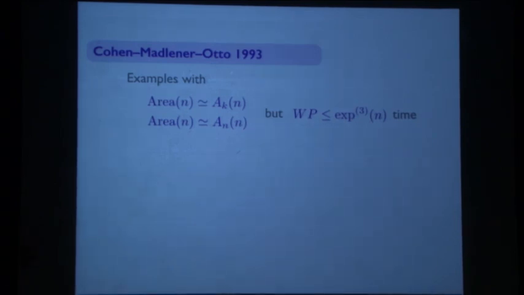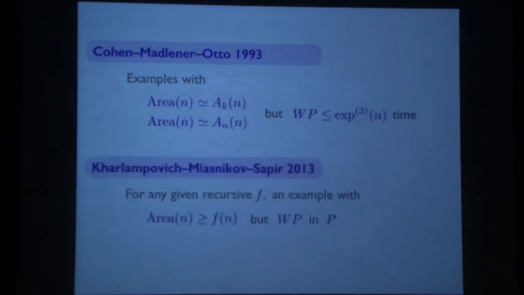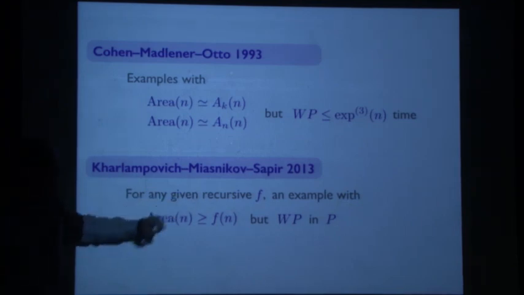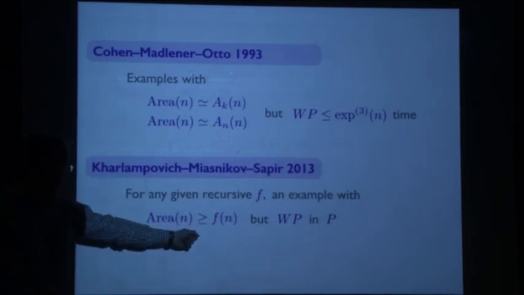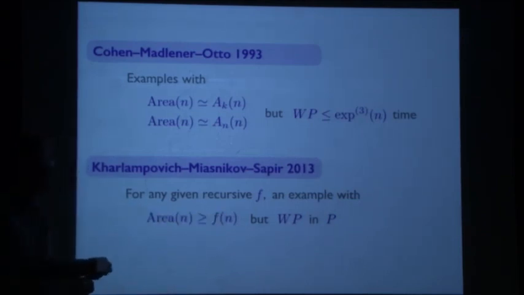But their examples are all monsters. They're about the type we were talking about before, about embedding machines. And there are also contrived examples, but more recent, by Kharlampovich, Myasnikov, and Sapir. For any given recursive function, you can find an example of a group with Dehn function outgrowing that function, but the word problem is decidable in polynomial time. But again, it's about embedding machines.